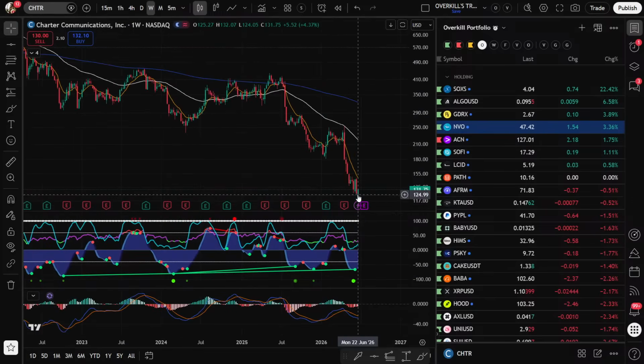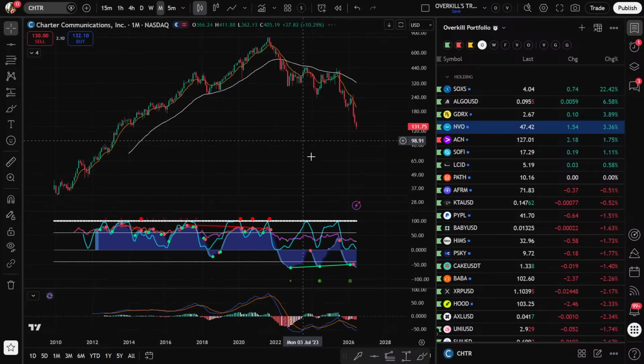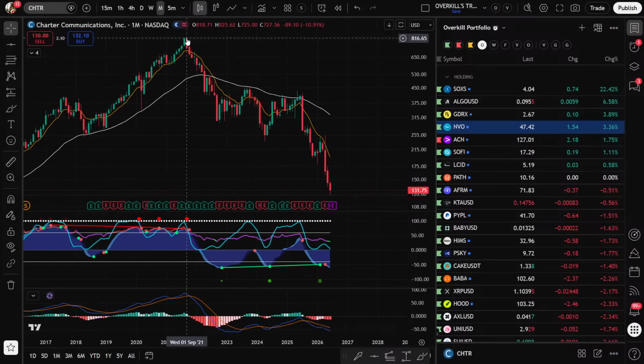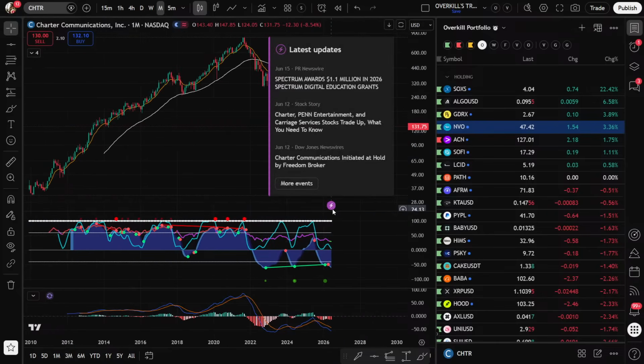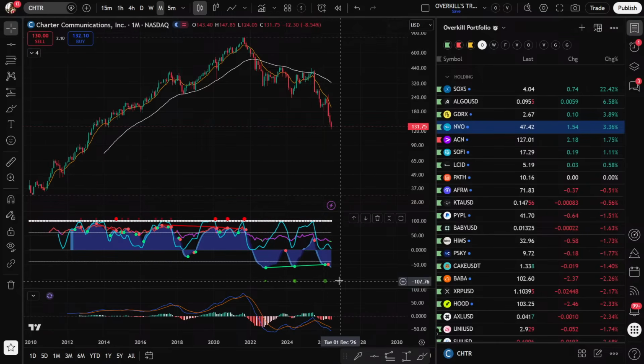CHTR is giving the signal down here at around 120, so this thing's gotten absolutely smoked. This thing's down $800 all the way down to $130. That's normally not a good sign. Not sure what this company does. But I'd probably wait for the monthly on this one just because of how hard it's falling, right? You never want to catch a falling knife.